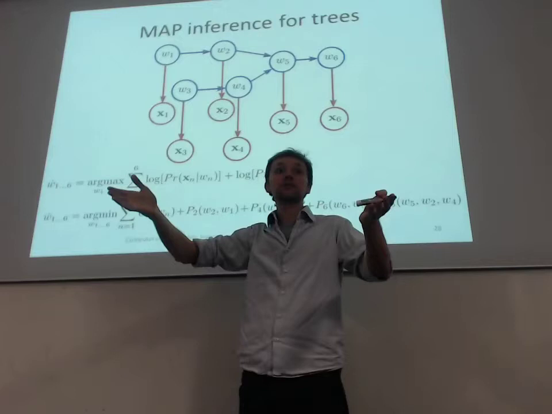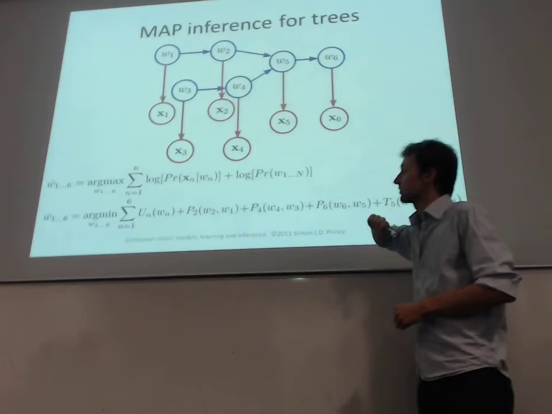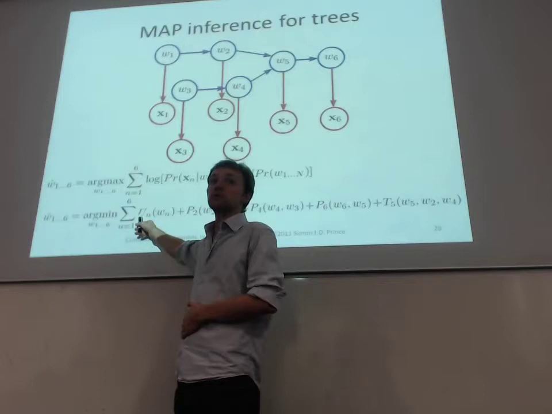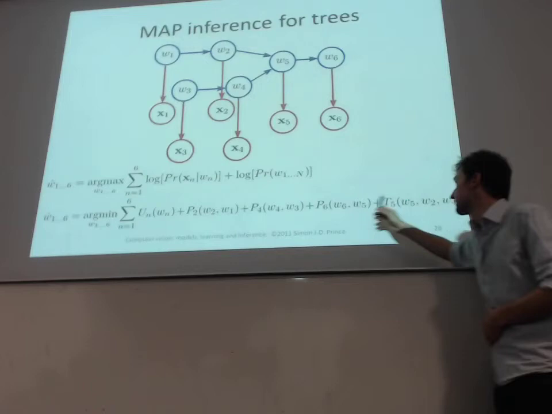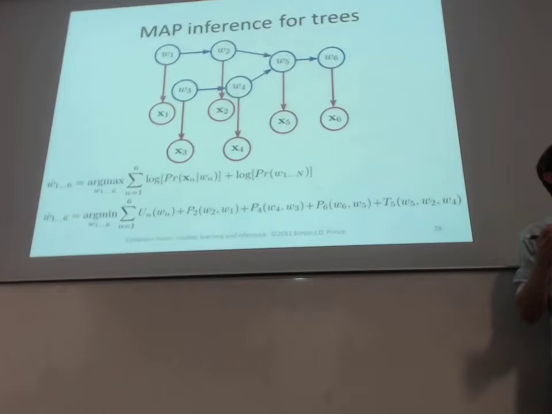So now we're maximizing the log probabilities, or we're minimizing the negative log probabilities. So instead of worrying about probabilities or potentials, which we want to be big, we want to worry about the costs, and we want to make them small. U for unary cost, we've seen that before. P for pairwise cost, we've seen that before. T for three-way cost, right? So this is going to be this new cost function that we have to kind of invent in order to deal with W5 up there.